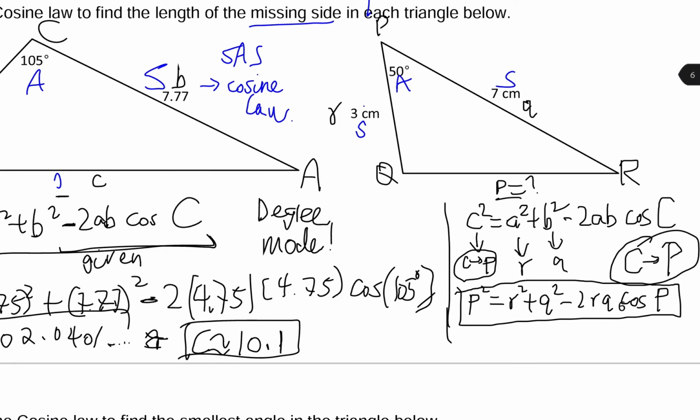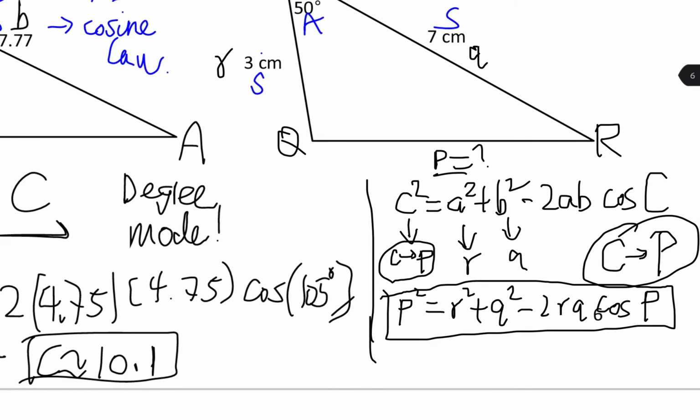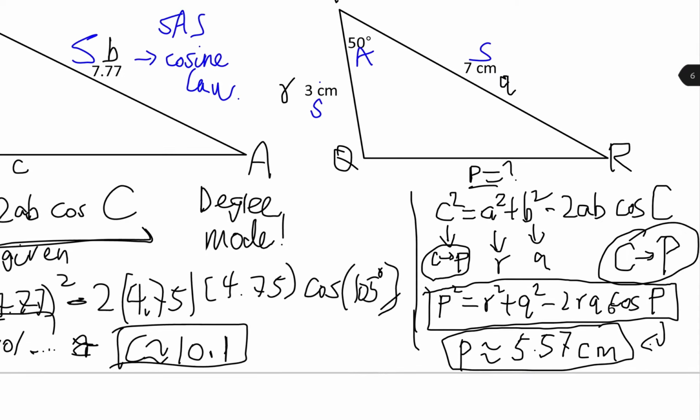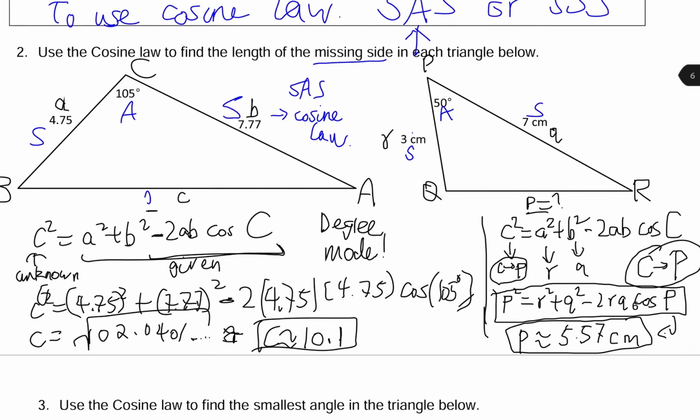So I'll leave it to you to figure it out on your own. But in this diagram, you should find that P is approximately 5.57. We have a unit here, centimeters. Okay, I'll leave the detailed work to you because that's just substitution. Okay, and that's how we can use the cosine law to find a missing side.